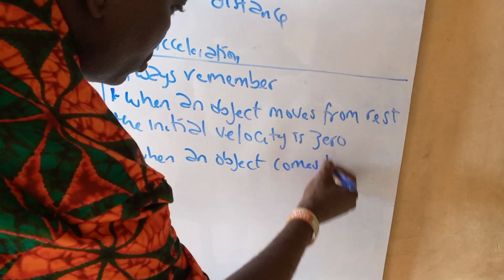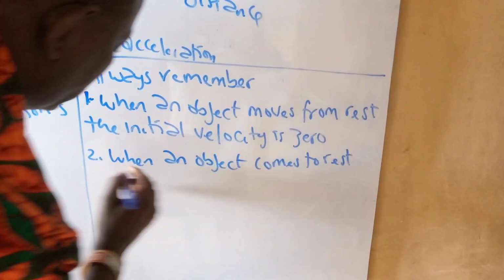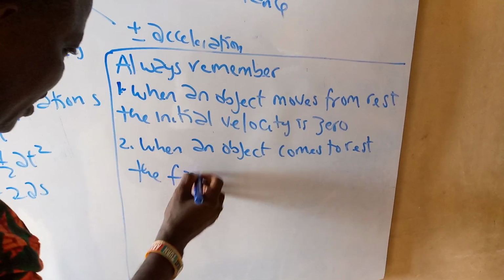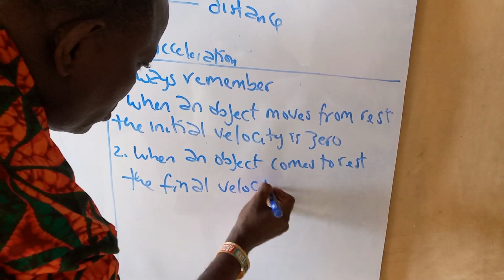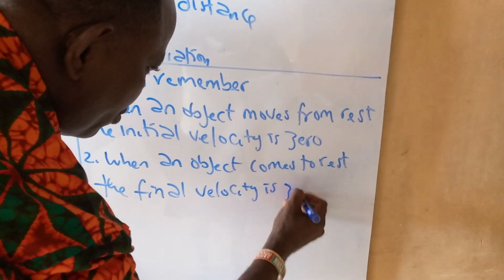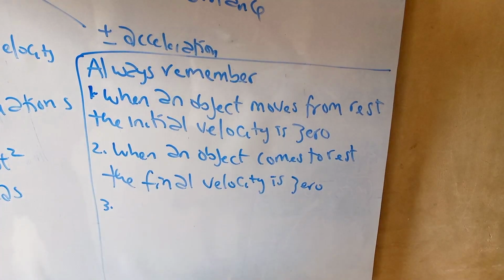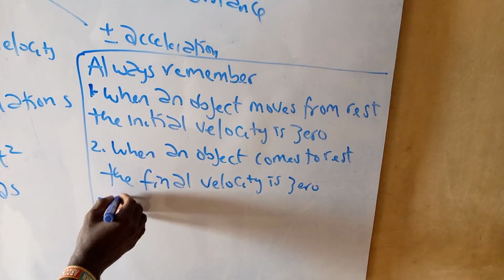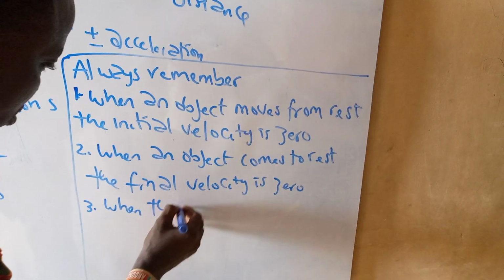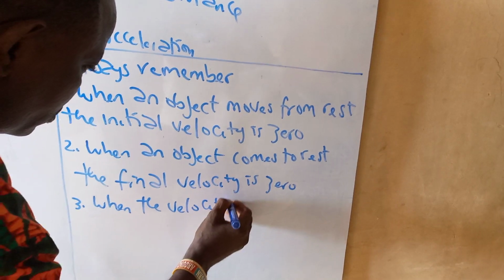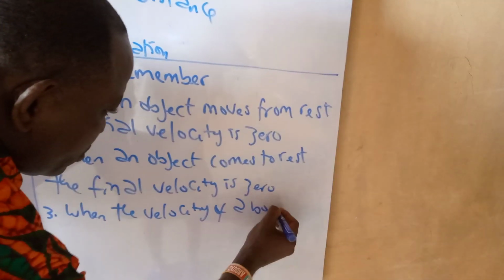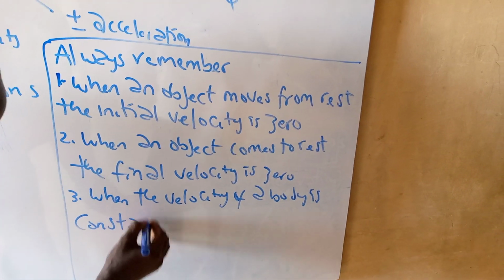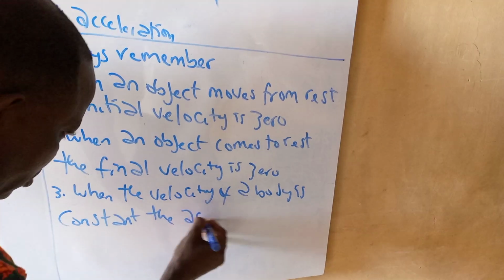Number two, when an object comes to rest, the final velocity is 0. Number three, when the velocity of a body is constant, the acceleration is 0.